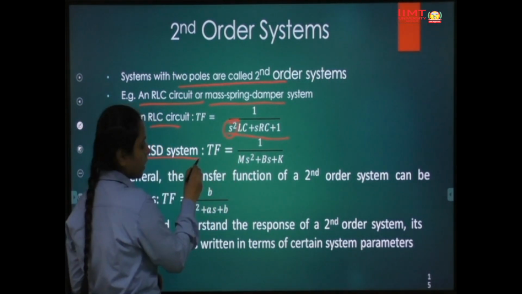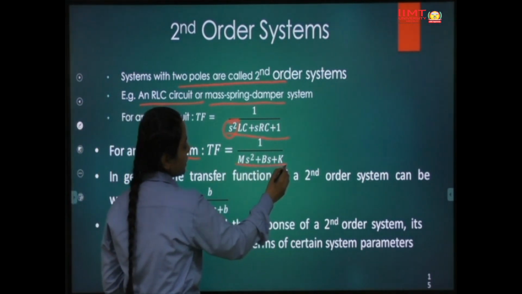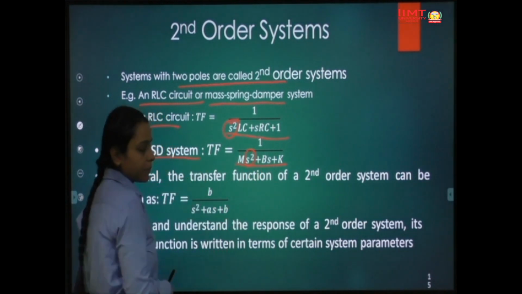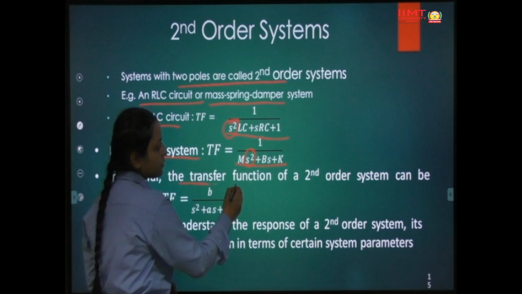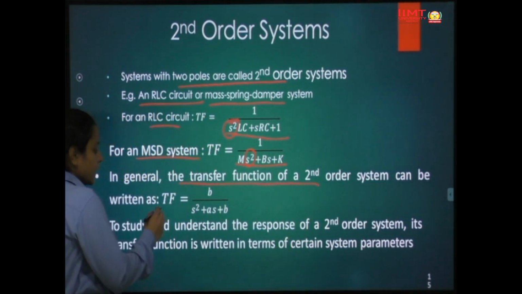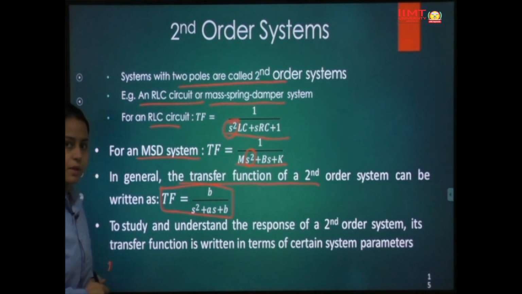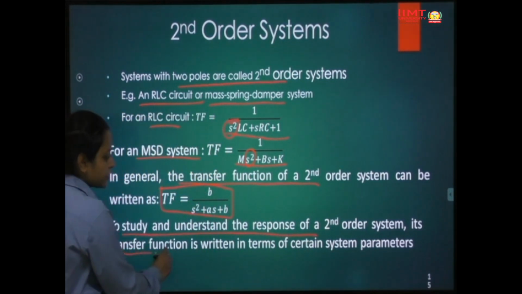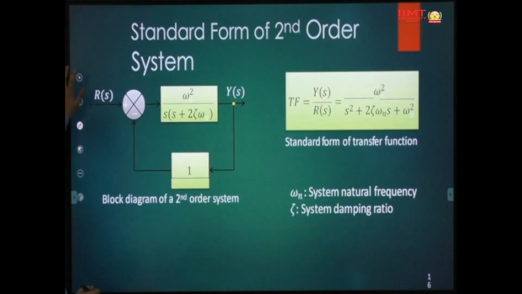Similarly, for a mass damper system we have the transfer function as 1 upon ms square plus bs plus k. Here also the maximum power is 2, so this is also a second order system. In general, the transfer function of any second order system can be represented by b upon s square plus as plus b. To study and understand the response of a second order system, its transfer function is written in terms of certain system specifications. So let's see what these are.